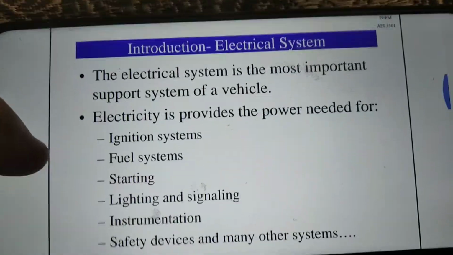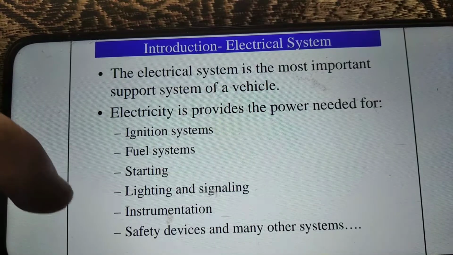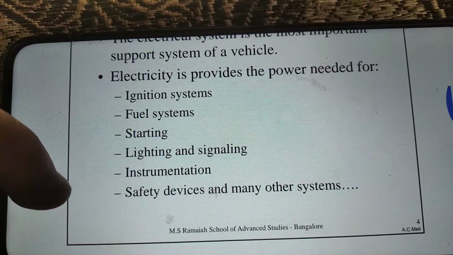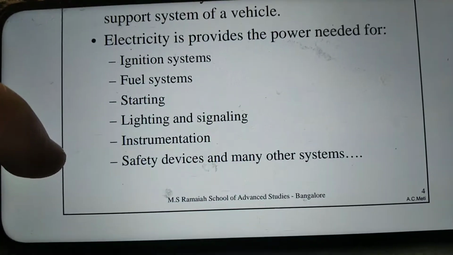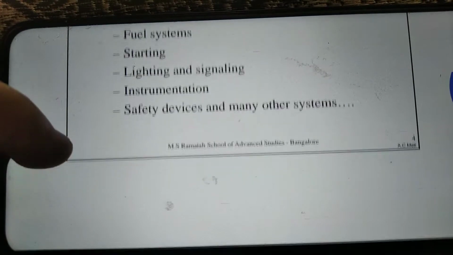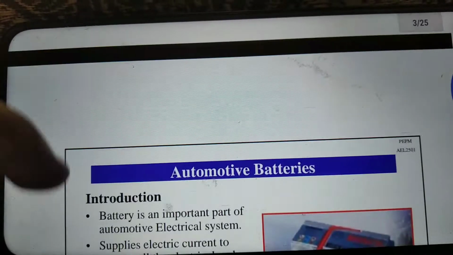Now, what are the electrical systems used in automobiles? The electrical systems are the most important support systems of the vehicle. Electricity provides the power needed for the ignition system, fuel system, starting, lighting, signaling, instrumentation, safety devices, and many other systems in the automobile.